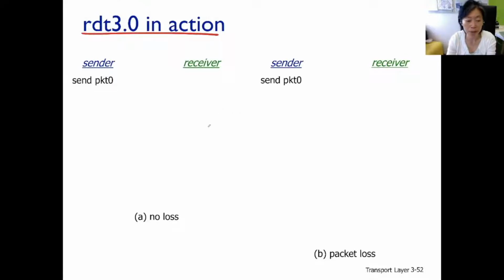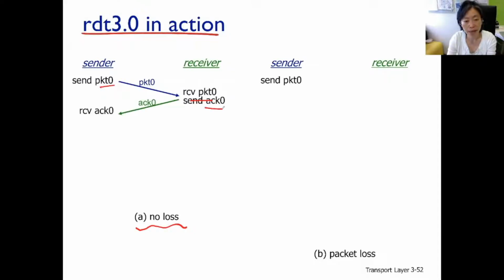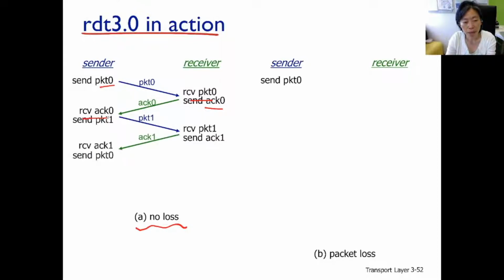So scenario number 1 here is the no-loss scenario. Everything is going well, data, ACK. You see packet 0 being sent, the receiver receives 0 and sends back ACK 0. ACK arriving at the sender side, receive what? Move to the wait for call from above for packet 1 state. So send packet 1, ACK 1, send packet 0, ACK 0, and go on and on. This is a very straightforward scenario.